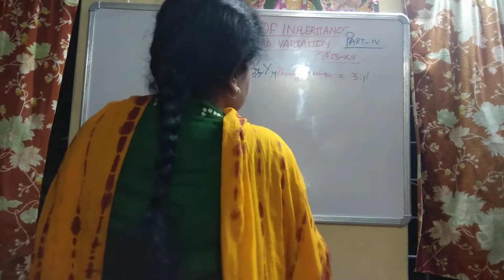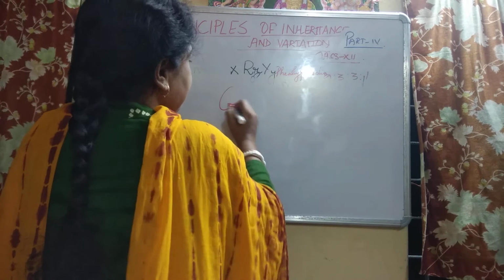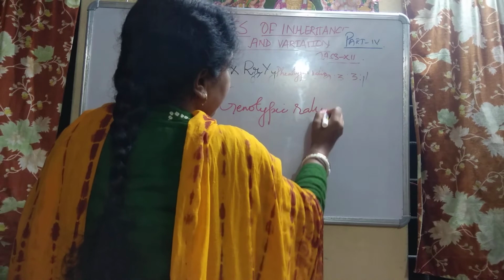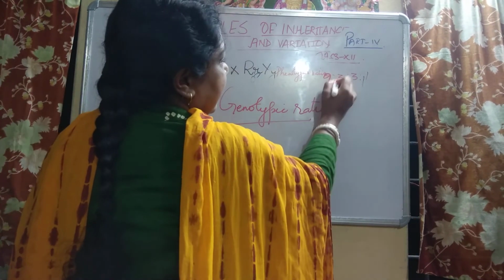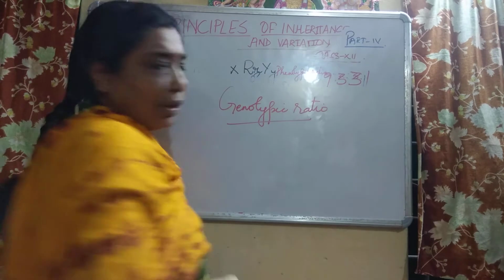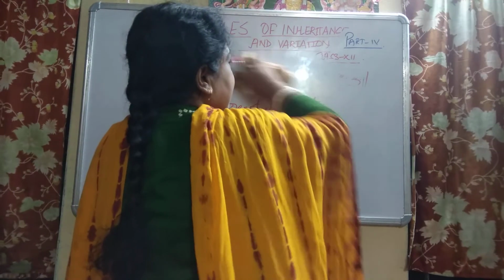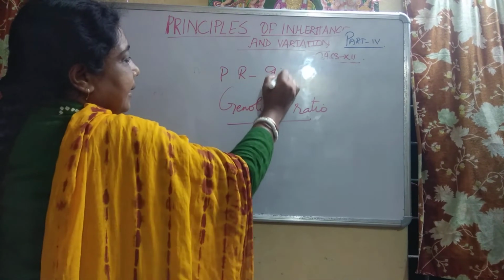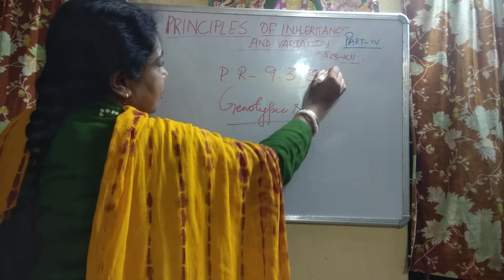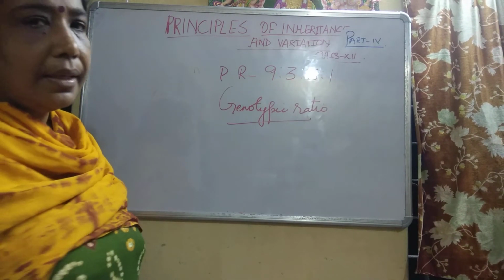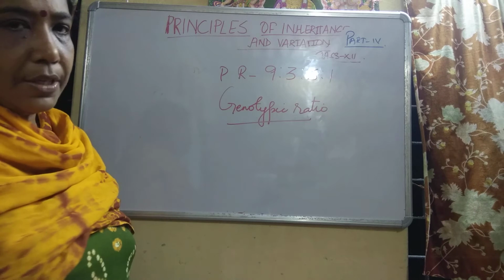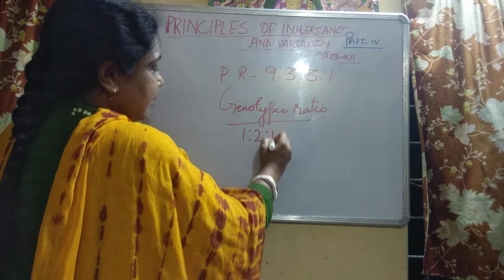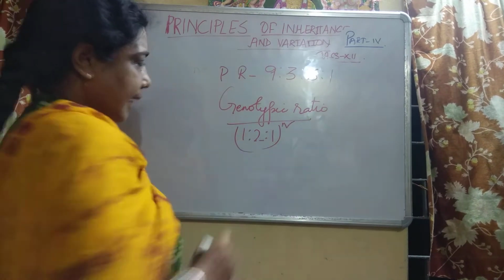Now I would like to give you all the genotypic mode, how to get the genotypic ratio from the phenotypic. You got 9:3:3:1. Let me erase and write it nicely. Phenotypic ratio, what did you get? 9:3:3:1. Now to get the genotypic ratio, there is a formula, and that formula is 1:2:1 to the power n.